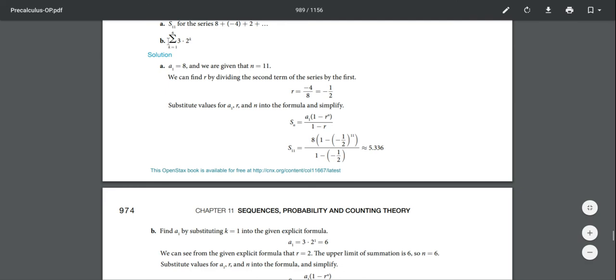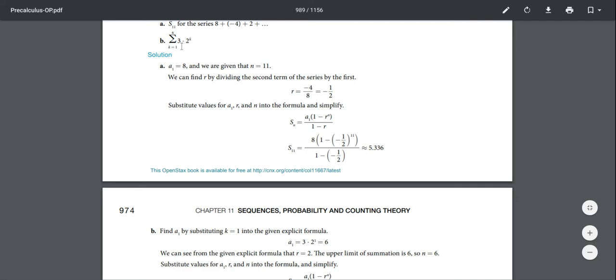And so here, if we use summation notation, again, our n is, since we're starting at 1, n is just going to be 6, so that's easy. To find a1, we just need to plug in 1 for k. So that's just going to be 3 times 2 to the 1, which is just 3 times 2, which is 6.